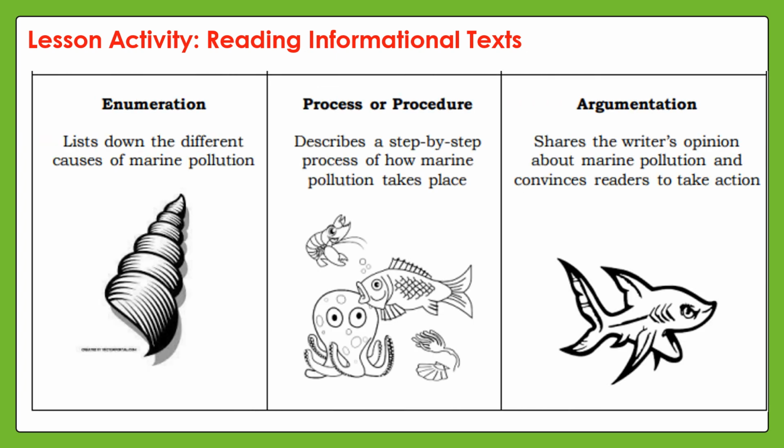Enumeration lists down the different causes of marine pollution. Process or procedure describes a step-by-step process of how marine pollution takes place. Argumentation shares the writer's opinion about marine pollution and convinces readers to take action.